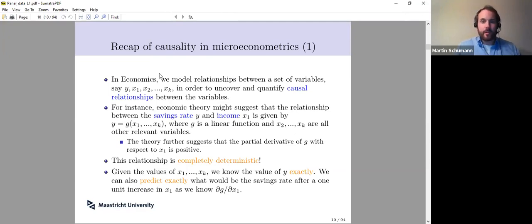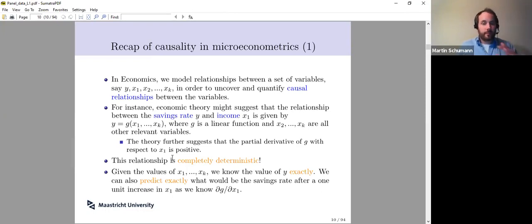Let's start with economic theory, where we want to explain a variable y with some other variables x1 to xk. So we have a theory about the causal relationship between these variables. For instance, your theory may say that the savings rate y increases when x1, the income, increases. Or, well, let's go a little bit slow here. First, we say that y is a linear function of the characteristics x1 to xk. So that would mean that if the income increases, then the savings rate changes proportionally. Now, of course, the theory would also say that the partial derivative of g with respect to x1 is positive, meaning that if income increases, then you tend to also save more.